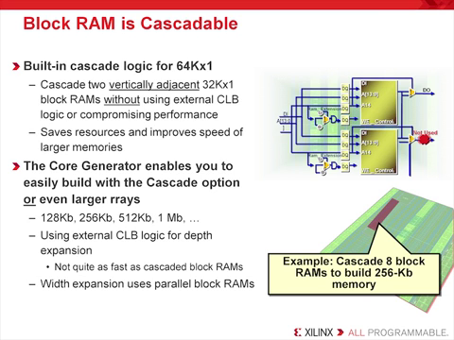If you want to build larger memories than this, you can construct them with the core generator. CoreGen allows you to build larger memory arrays like the 128K, 256K, 512K, and larger arrays. And these will include many more block RAMs. However, this will require CLB logic for the input decoder and output multiplexer logic, just like it would if you were building a larger memory with distributed RAM. Now, this implementation won't be as fast as a cascaded memory, but it does make it easy to build a larger array.